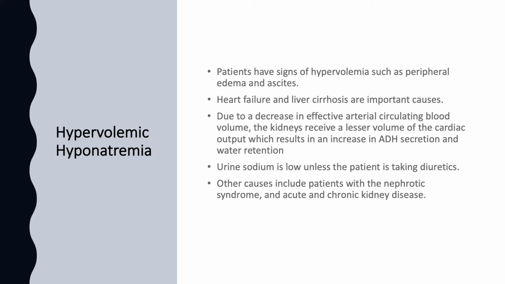So with that, the kidneys are going to retain water and also retain sodium. So urine sodium will be low, but again, water retention is going to be more than sodium retention. So this is why you get hyponatremia. Like I said before, patients with liver cirrhosis and heart failure have excess sodium and excess water, but more water than sodium. You see the same thing in the nephrotic syndrome and in patients with acute and chronic kidney disease. So this is a very common cause of hyponatremia.